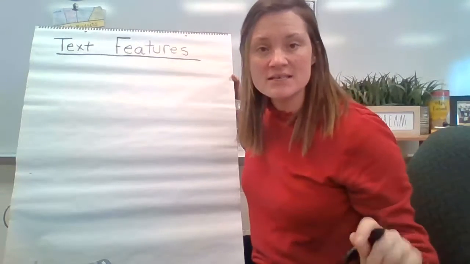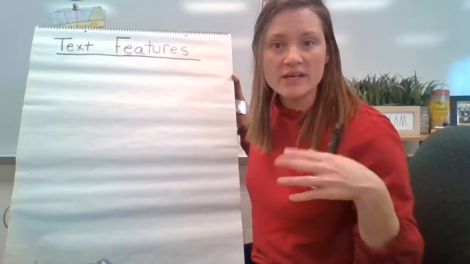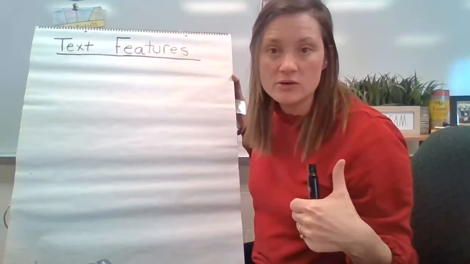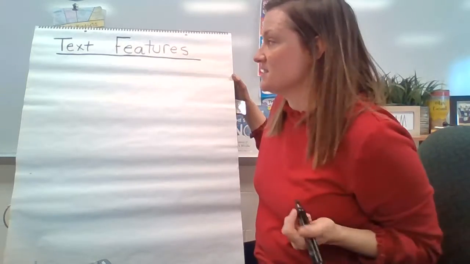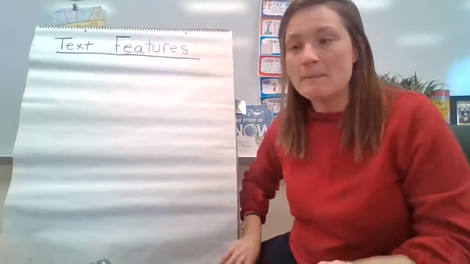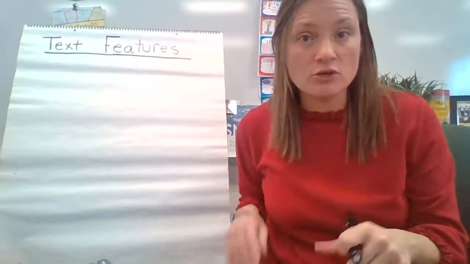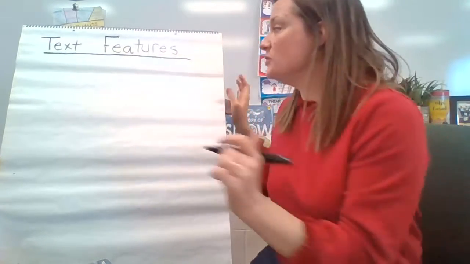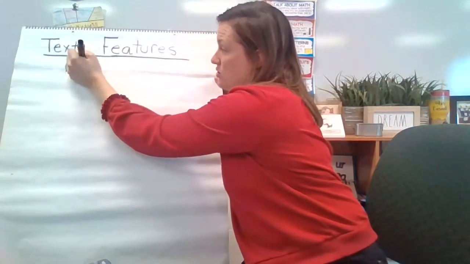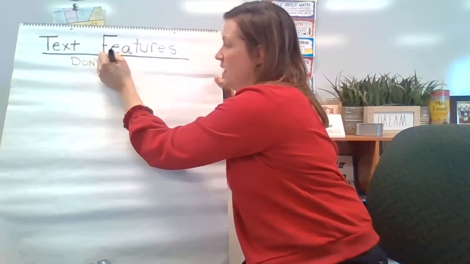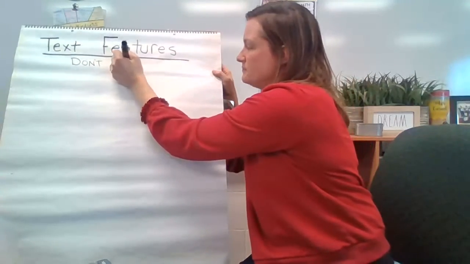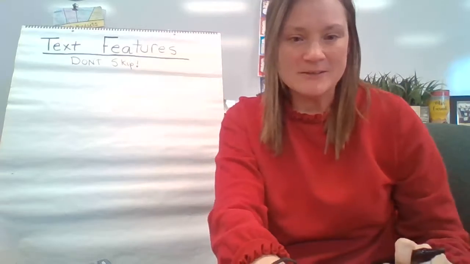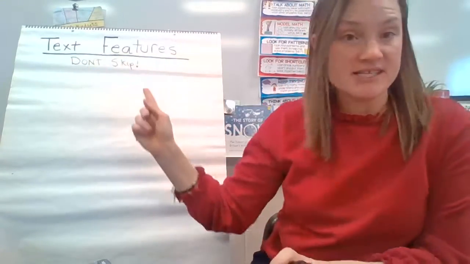Okay, there are some main text features that you'll see in books. And so we're going to start looking for them and really learning why an author would include those, and what I do when I see a text feature. For today, the main teaching point is I want to tell you, don't skip the text features. Don't skip them when you're reading a book. So never, ever, ever skip the text features.